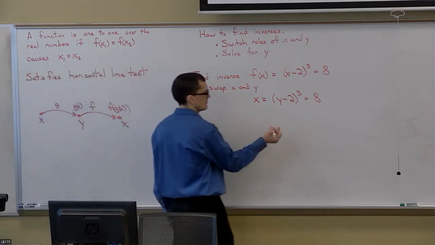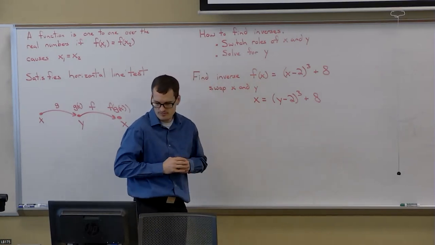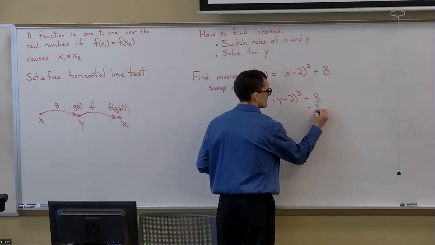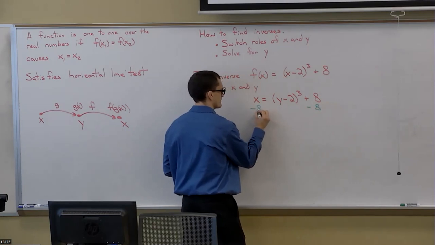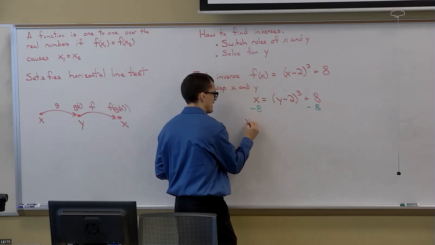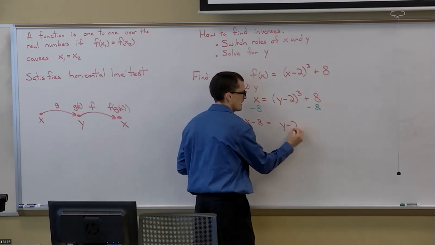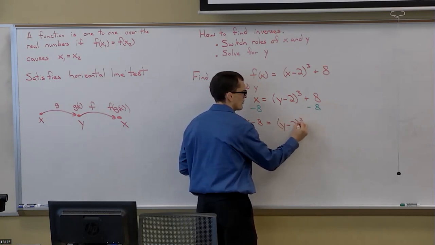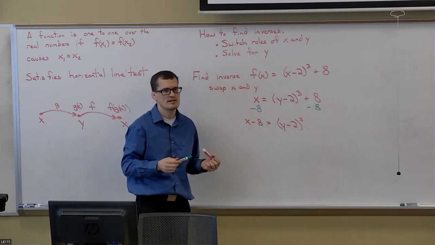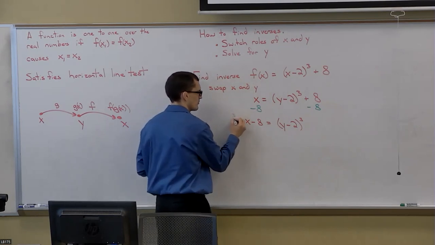And this thing I can solve. I can solve and get y equals. How would I do that? Well, in this case, I subtract 8. That would give me x minus 8 is equal to y minus 2 to the third. How do I get rid of a third power? I take a third root. So let's take a third root of both sides.